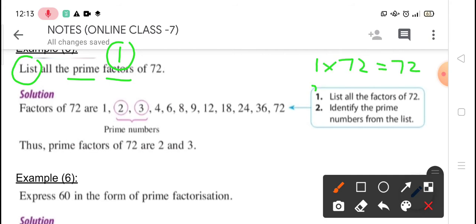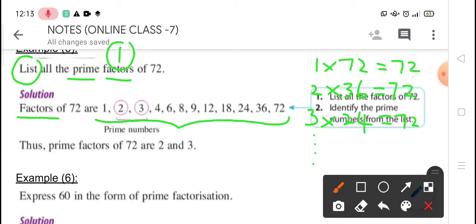After 1, we continue with 2. 2 multiply 36, we get 72. After 2, we continue with 3. 3 multiply 24, we get 72, and so on until you get all the factors here. So these are the factors of 72. Okay, but we haven't completed yet. We have only done step 1.